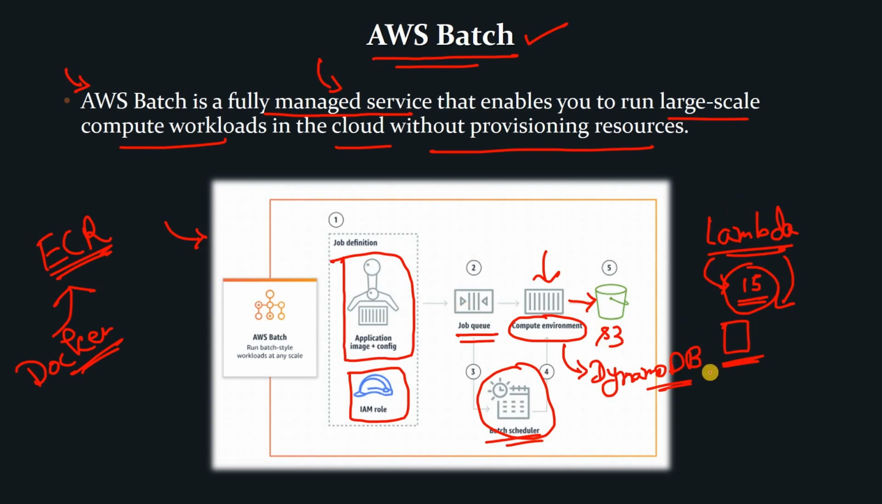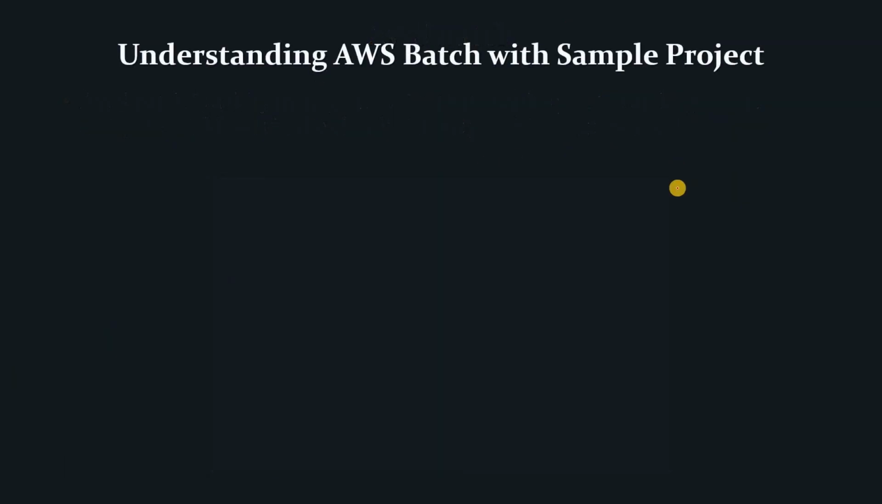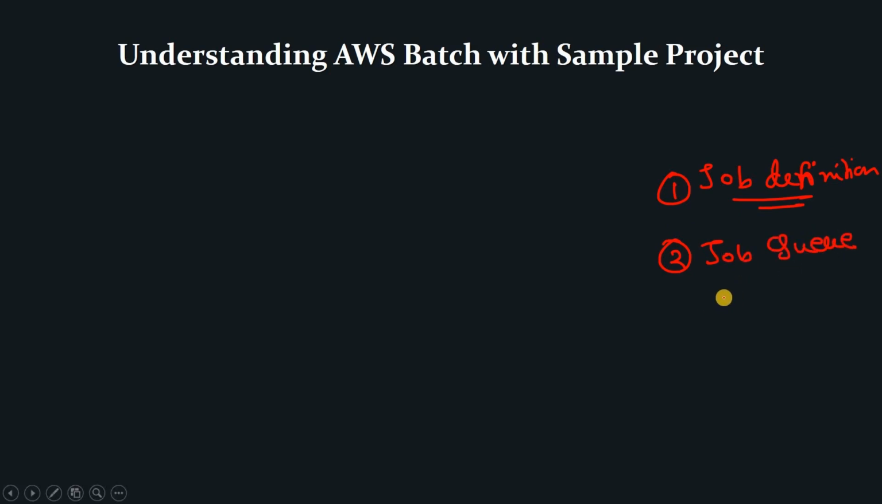Okay, so what are the major components I discussed? Here let me write it. Number one is job definition. Job definition we need to configure in ECR image, right? Then second point is job queue. In job queue basically we'll be using this for queuing and prioritizing our jobs in compute environment. Number three is compute environment.